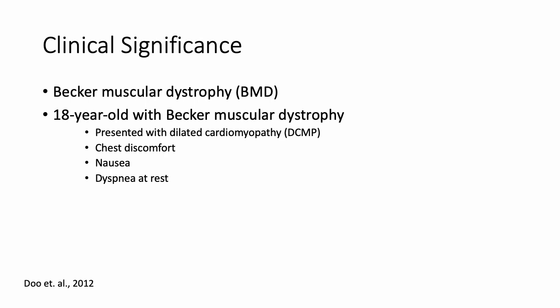So why is this important, you may ask? Let's take a look at BMD, Becker muscular dystrophy, which is an allelic disorder of the dystrophin gene at the Xp21 locus. Just to make things clear, dystrophin is found in both cardiac and skeletal muscle and plays a role in protecting the sarcolemma from mechanical stresses of muscle contraction.